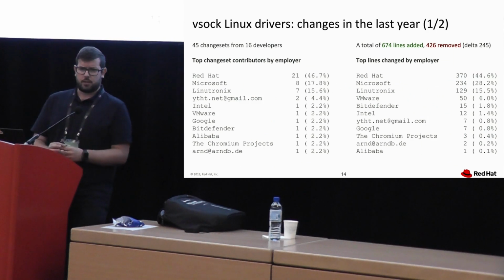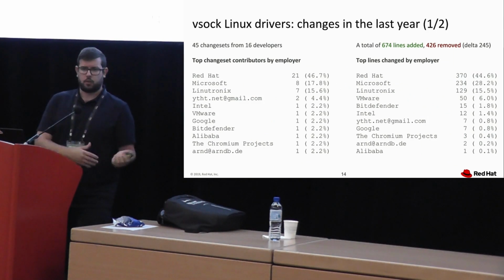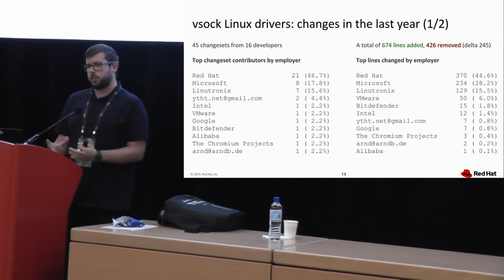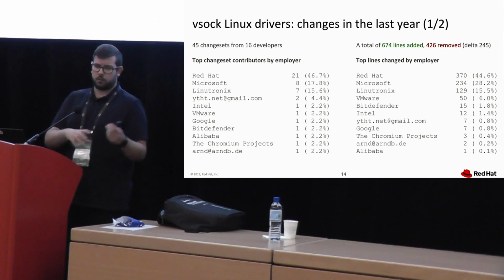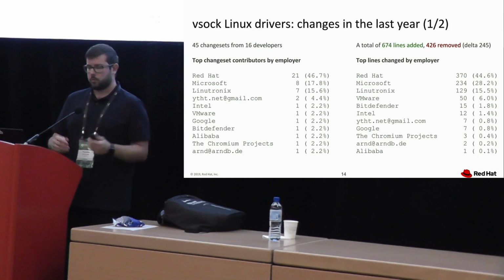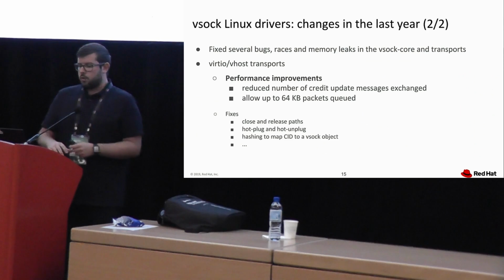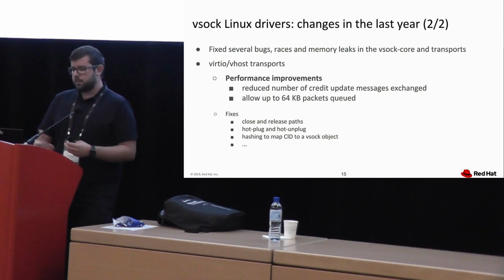These are the changes in the last year. We had 45 commits from 16 developers. I put some statistics per employer that regard the entire vSock subsystem, including the vSock core and all its transports: VMCI, virtio, vhost, and Hyper-V. These changes mainly regard fixes. We fixed several bugs, races, and memory leaks in the core and the transports.